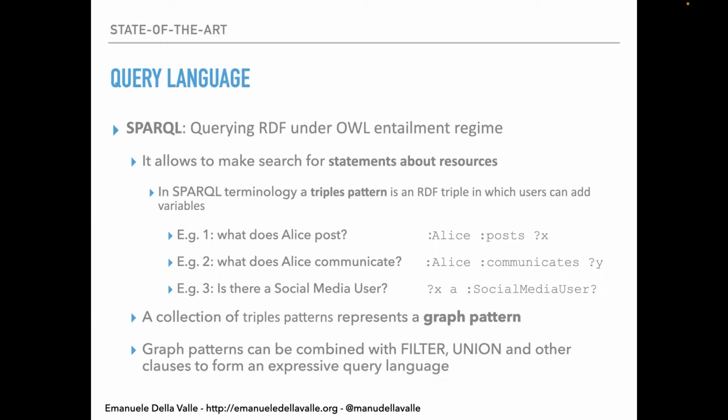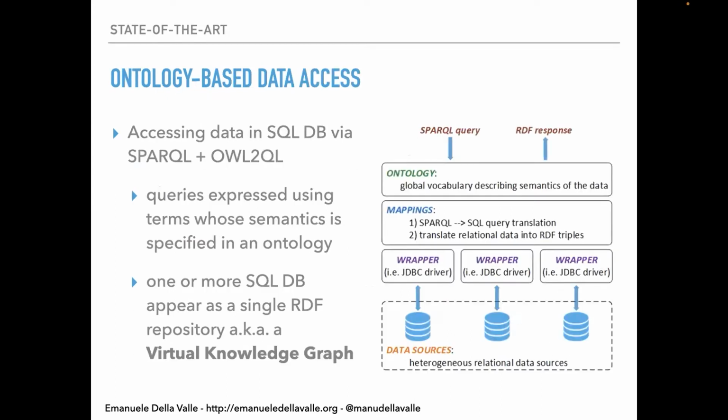Another example is: is there a social media user, meaning that you ask for X of type social media user, and again, you may get the answer that there is Alice, because somebody who communicates is not necessarily a social media user, but somebody who posts is a social media user. So because we know that Alice posts, Alice is a social media user. A collection of these triple patterns is called a graph pattern, and is the basic component of the SPARQL query language.